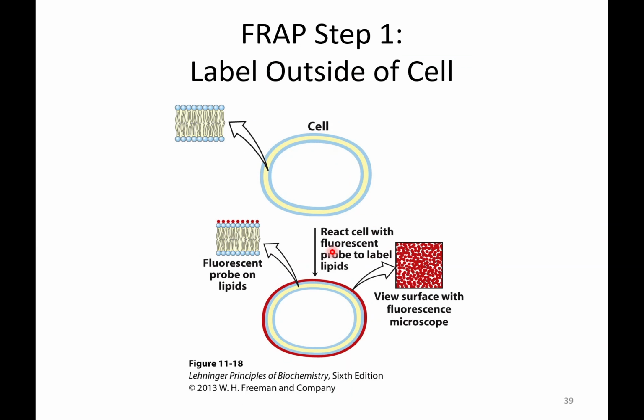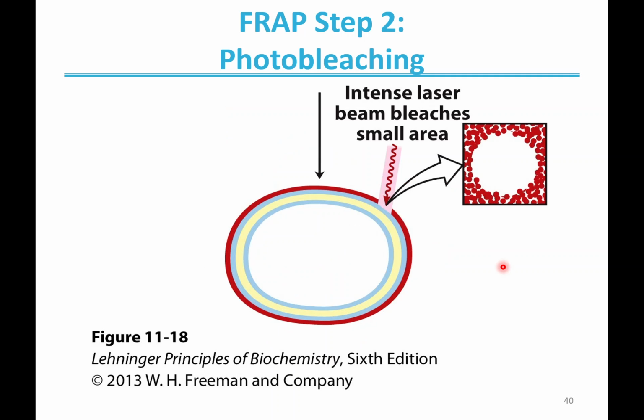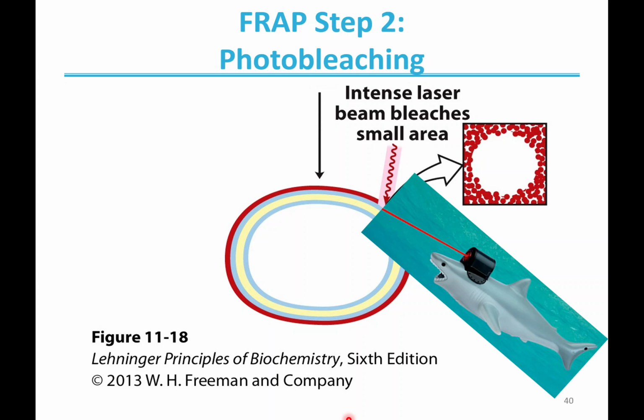First we take a cell in this experiment and we label the entire outside with a fluorescent probe that attaches to the head groups of these lipids. So the whole outside of this cell, if you viewed it under a fluorescent microscope, would all light up. Next you hit this outside of the cell with an intense laser beam. So bam, you hit it with the laser.